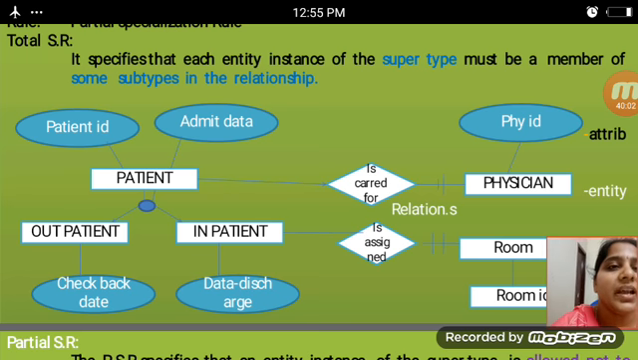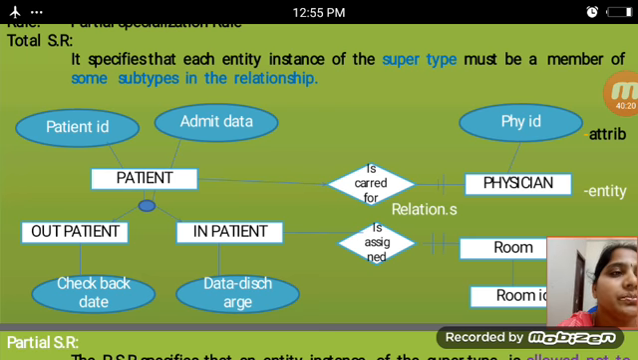One patient is a supertype which is divided into subtypes: outpatient and inpatient. A patient has a patient ID and admit date. In this, there is an associated relationship with the physicians. So many specializations are there.